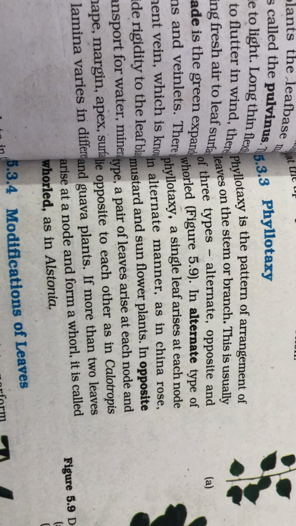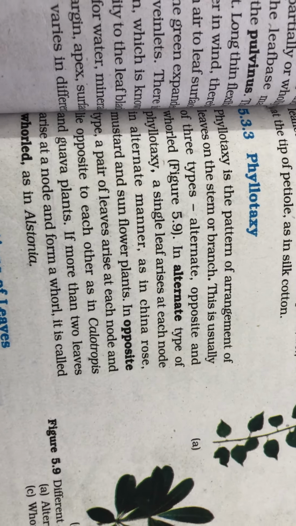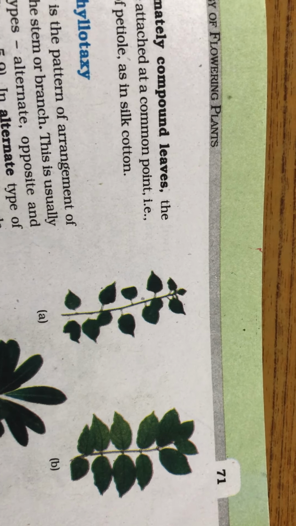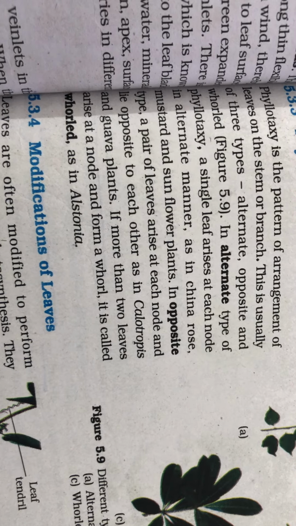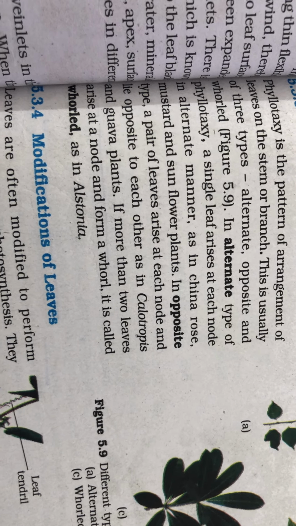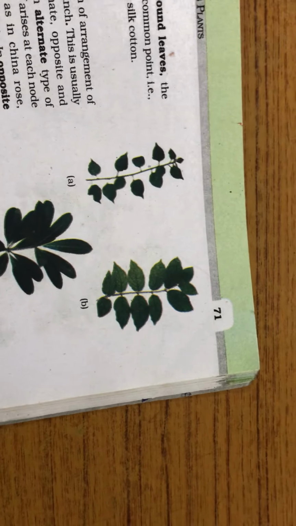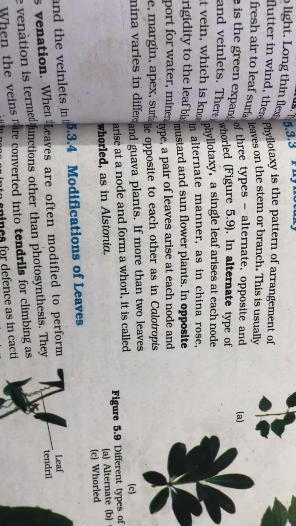In alternate type phyllotaxy, a single leaf arises at each node in an alternate manner, as in China rose, mustard and sunflower plant. So you can see here the figure indicates the alternate type of the pattern. Next, in opposite type, a pair of leaves arise at each node and are opposite to each other, in calotropis and guava, right? So you can see here in guava, in calotropis, you will see the opposite type. So that is the opposite.